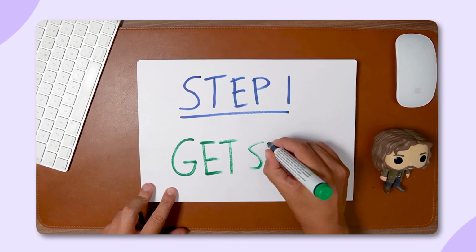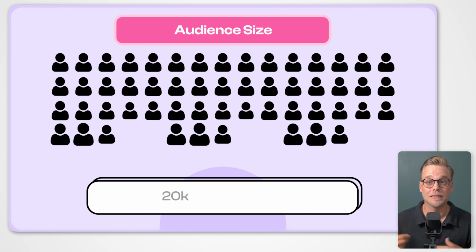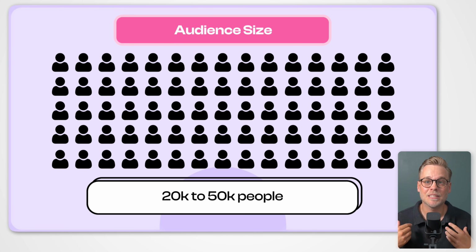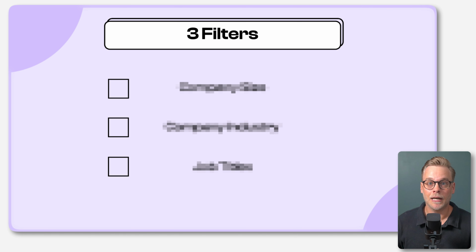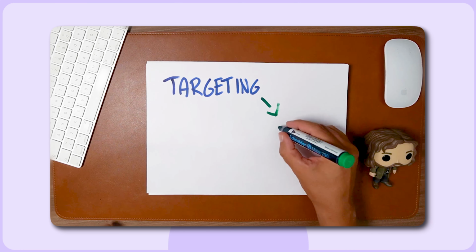Step 1 is called Get Started, and the first thing you need to nail is targeting. I recommend starting with an audience size between 20 to maybe 50,000 people, especially if you're spending below 10k per month, and make sure you remove audience expansion. I use 3 filters: company size, company industry, and job titles. Most people aren't ready to buy your solutions yet, so we want to make sure we're not narrowing down too much.